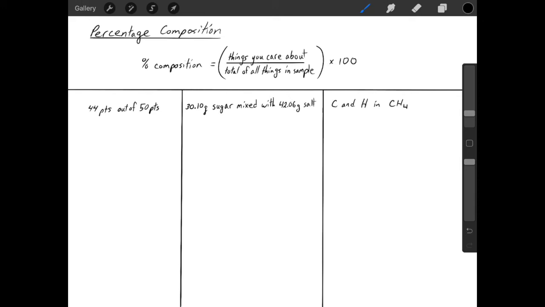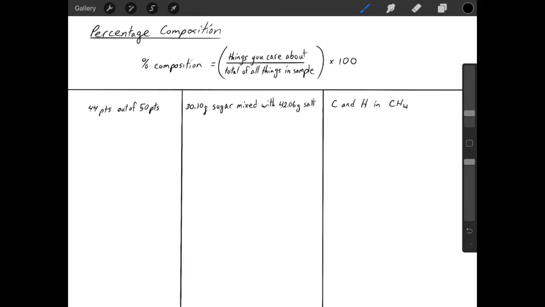Being able to calculate percentages is pretty important. In chemistry, sometimes we'll need to know how much of a given element is in a single compound or how much of one compound is in a mixture. And to do this, we use percentage compositions, usually percentage compositions by mass.